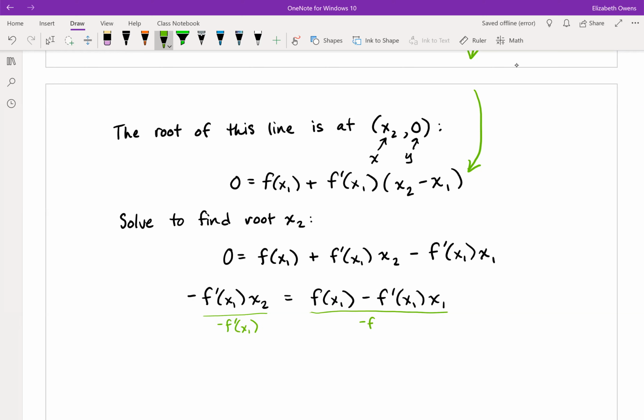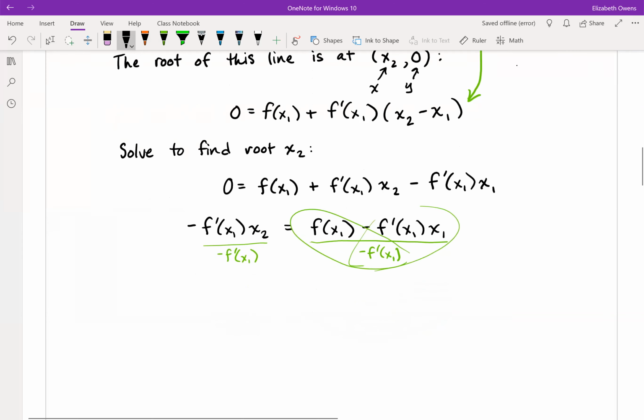Divide negative f prime of x1. Okay, and so when we do that, remember you do need to divide both terms in the numerator. Common mistake that people are prone to making. But you'd get x2 by itself, and then you would have negative f of x1 over f prime of x1. Negative because of that negative right there.